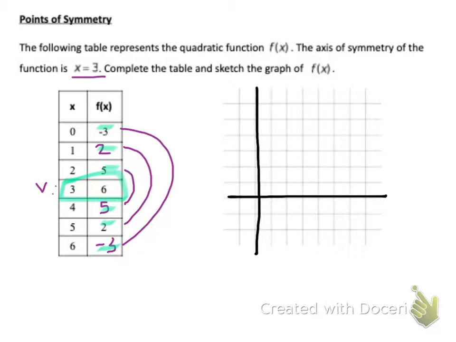So for the first coordinate, it says 0, negative 3. That's down here. Then I have a 1, positive 2. Then I have a 2, 5. Then I have a 3, 6. And then after this point, you're going to notice they start coming back down. So it goes to 4, 5, to 5, 2, and to 6, negative 3. And notice here is my parabola, and the axis of symmetry, like we said, is going through 3. So if you wanted to, you could have plotted the points that were given to you first and then filled in the table after.